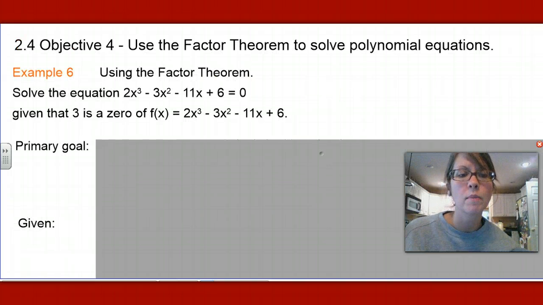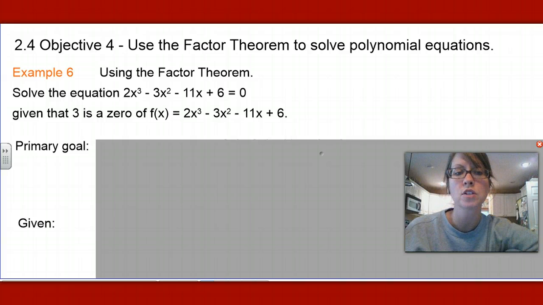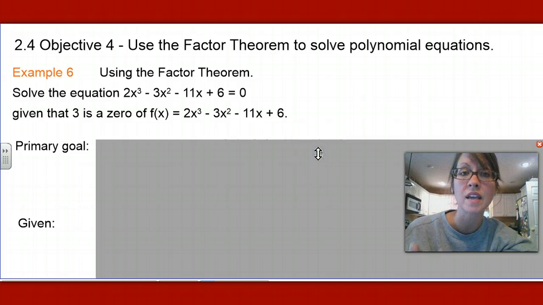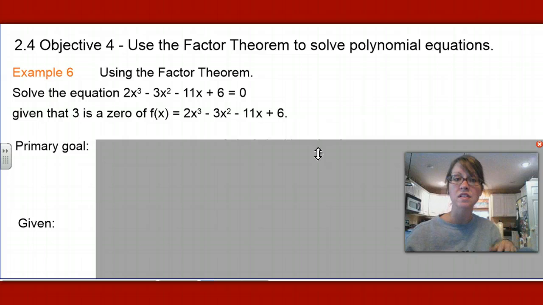The other example, I'm going to see if I can squeeze in here, is example 6 with objective 4. Use the factor theorem to solve polynomial equations. And if you haven't read the lesson yet, you don't know what the factor theorem is, maybe even if you have read the lesson. So we're going to talk about that. They give us a polynomial equation, 2x cubed minus 3x squared minus 11x plus 6. And they ask us to solve that given that 3 is a 0. So they told us a 0 already.